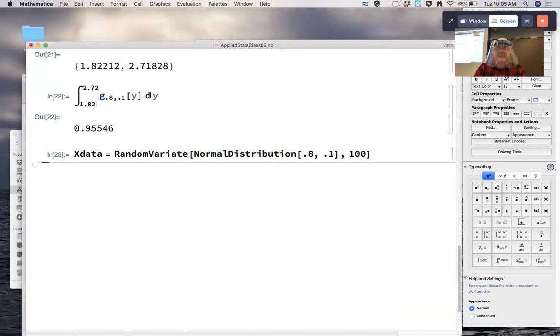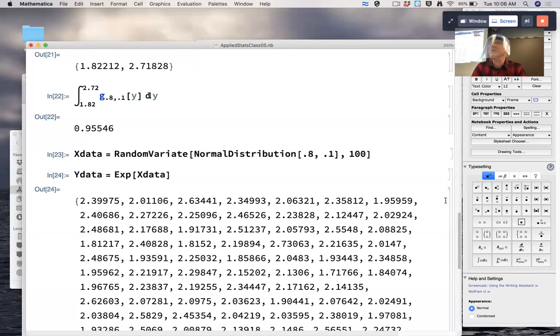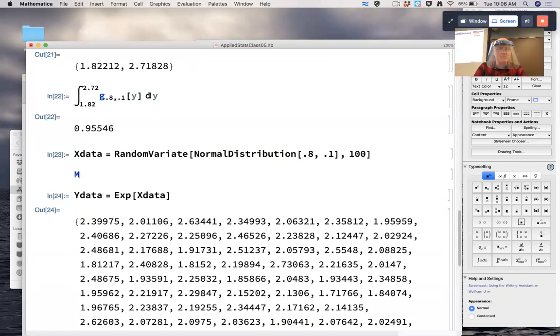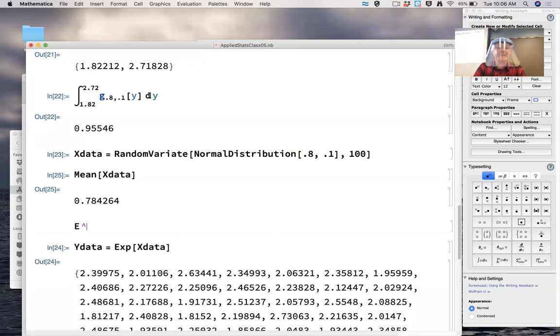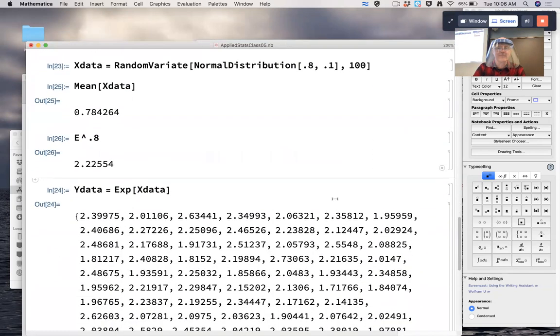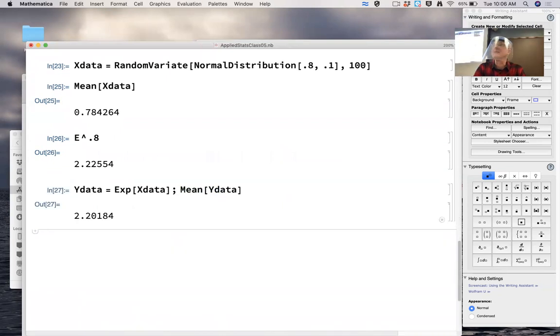Could I transform these values, Y data, using the exponential function, e to the x, to get a log normal situation? Yeah, you can. How? I think I can just do this. X data. I think I can do that. This is now log normal data. I'm applying the exponential function to all those numbers that were in X data. The mean of the numbers in X data, and you can use mean of X data, should be close to 0.8. Mean of Y data should be close to e to the 0.8. Close to 2.2, a little less. Yeah, a little less than this.